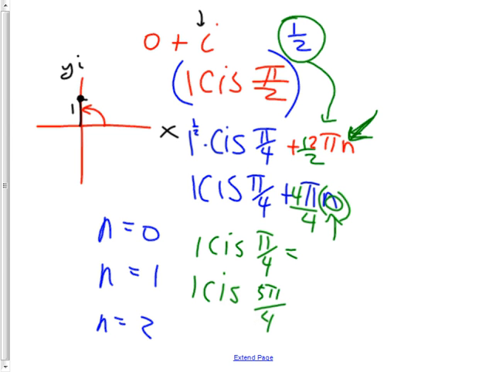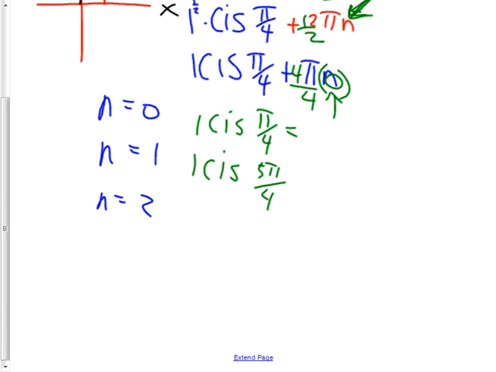Now, if we were doing a whole bunch of roots, let me show you a shortcut that's really kind of cool right here. Do you get that the only difference between this one and this one is that you added 4 pi over 4? Do you get that you could do that again? So the next one's got to be 1 cis. And instead of 5 pi over 4, I should add what? 4 pi over 4 makes it 9 pi over 4.